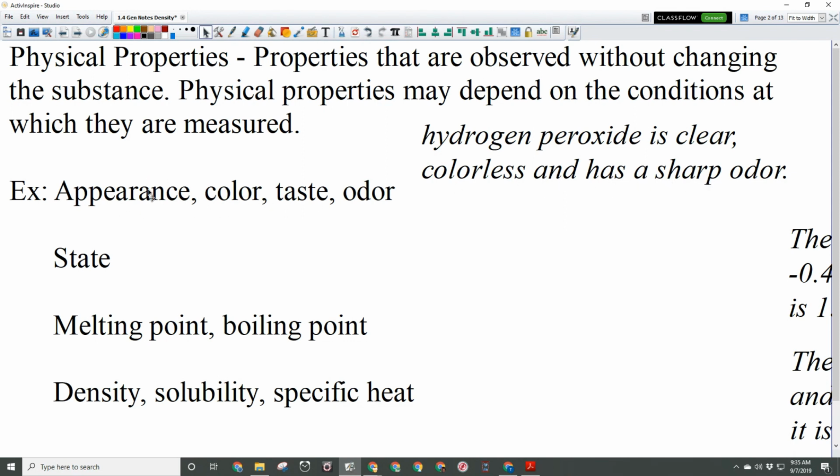So we're talking about the appearance. It's clear, and colorless is the color.